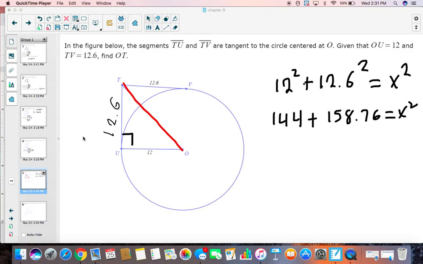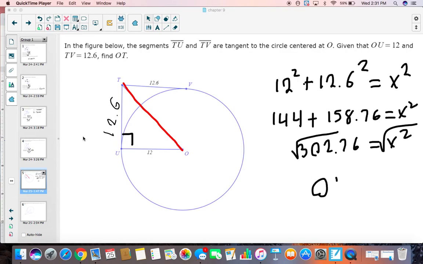Add those together, and we get 302.76 is equal to x squared. And then finally, take the square root of that. And we should get x, or let's call it OT, is equal to 17.4, and then we can say units. So once again, the tangent to the radius is always going to form a 90-degree angle.